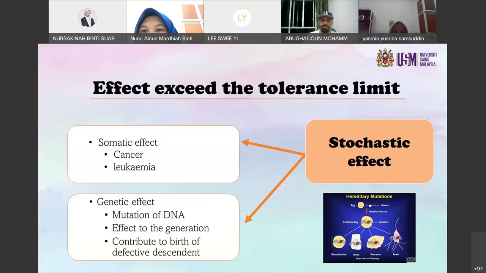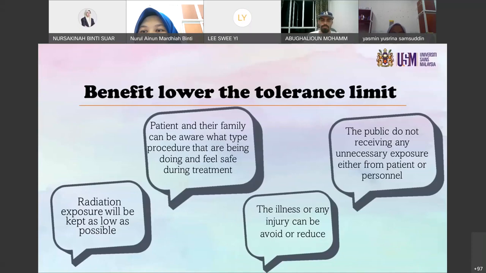Next slide. Okay, benefits of staying below the exposure limit. The radiation exposure will be kept as low as possible. The patient and their family can be aware of what type of procedure they are doing and feel safe during the treatment. Illness or any injury can be avoided or reduced, preventing the stochastic and deterministic effects from occurring. And lastly, the public does not receive any unnecessary exposure, either from the patient or the personnel themselves. Next slide.